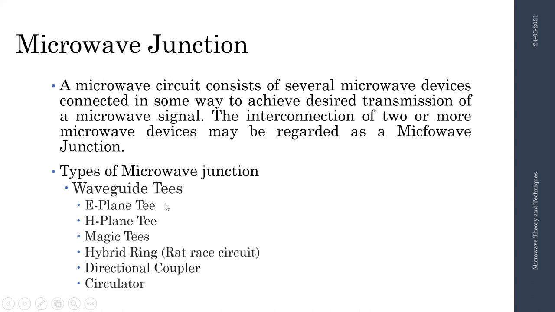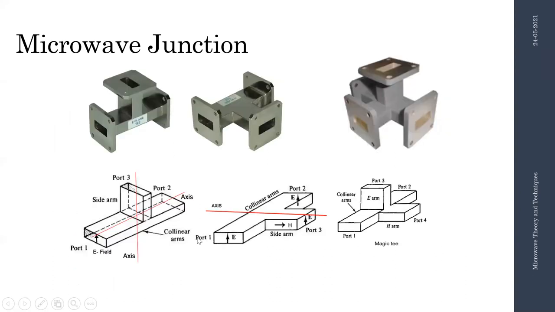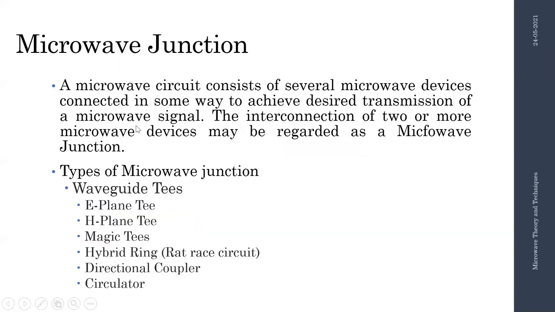Okay, so how many types are there? I am listing E-plane, H-plane, magic T, hybrid ring, directional coupler, circulator. Circulator you can also use for networking as an interconnect. So these are some figures I am showing. First one, you identify what it is. Just identify what it is. These names I told you: E plane, H plane, magic T, hybrid, directional coupler, circulator.